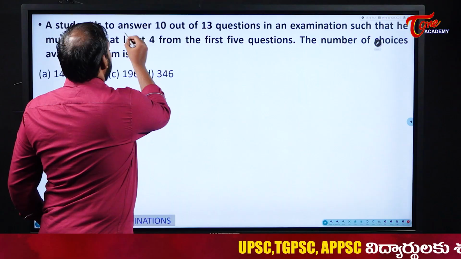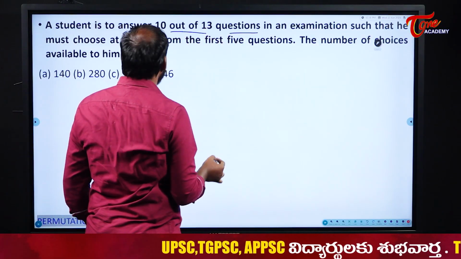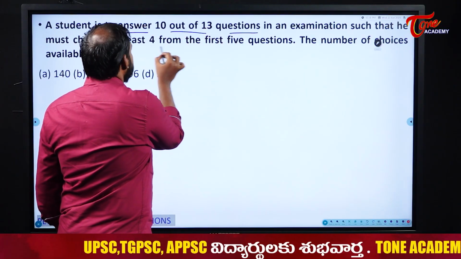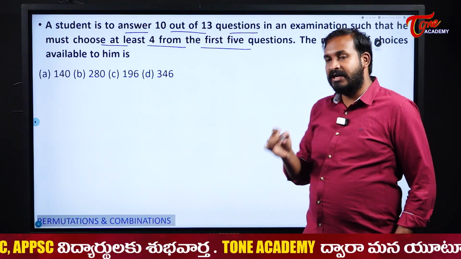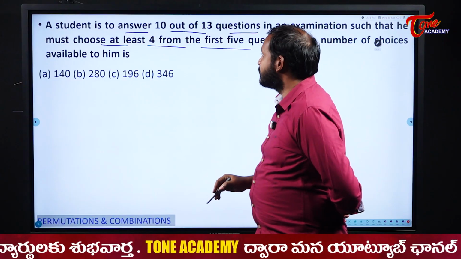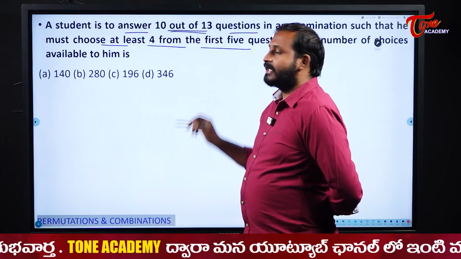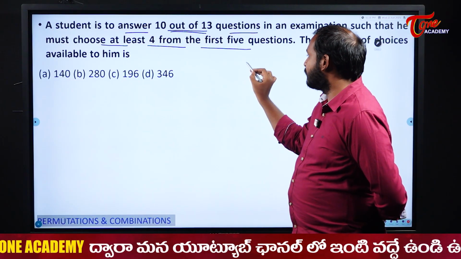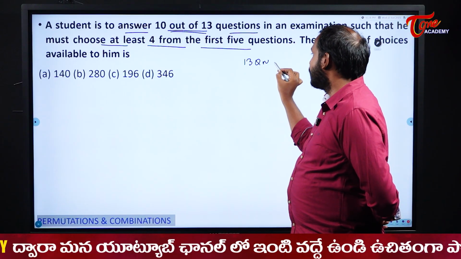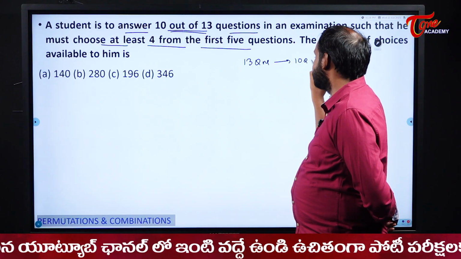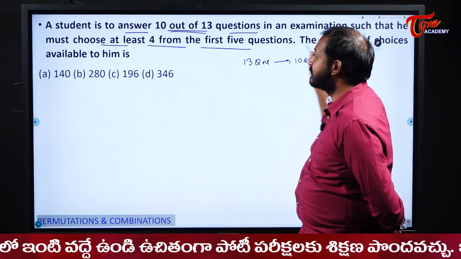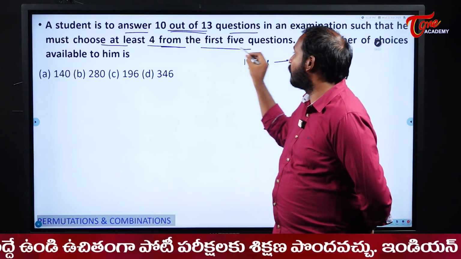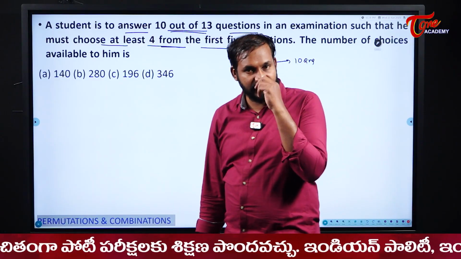A student is to answer 10 out of 13 questions in an examination such that he must choose at least 4 from the first 5 questions, and the number of choices available to him was. See here, students. He needs to attempt how many? 10 out of 13 questions. So total 13 questions are there. In that he needs to attempt 10 questions. But what is the condition they have given further? Such that he must choose at least 4 from the first 5.